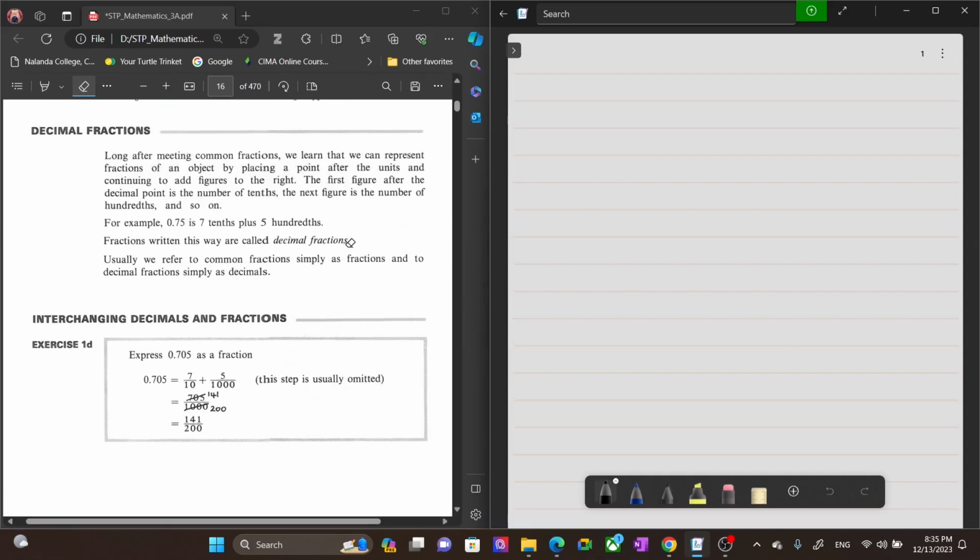Decimal fractions. We have talked about simple fractions so far, fractions like 3 over 2 and 2 over 3. These kinds of fractions we have talked about. So today we are going to talk about something new called decimal fractions.